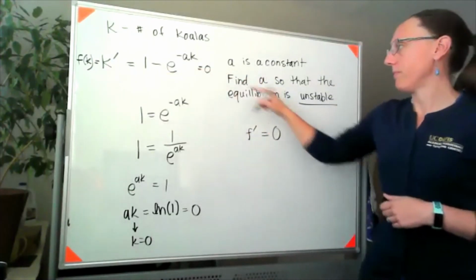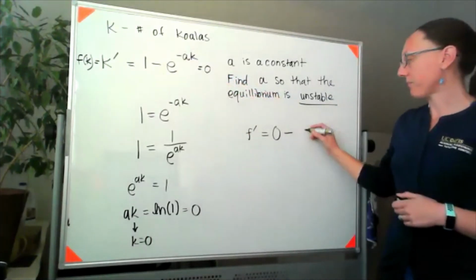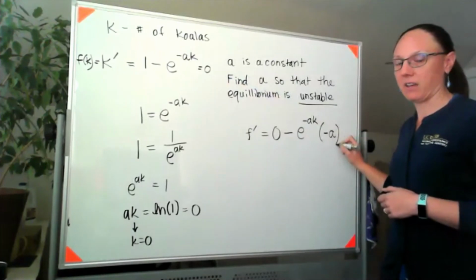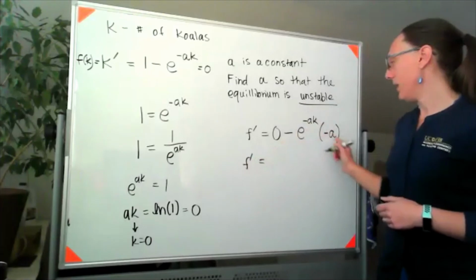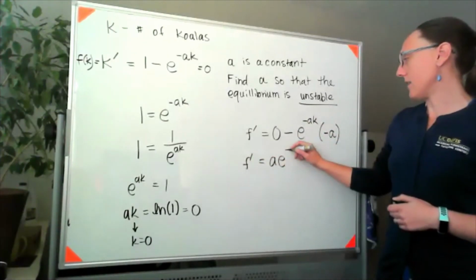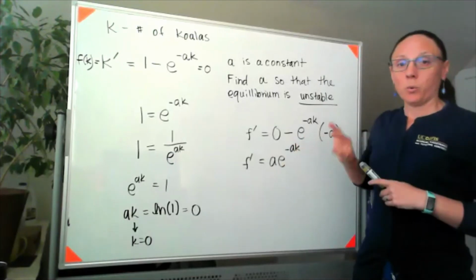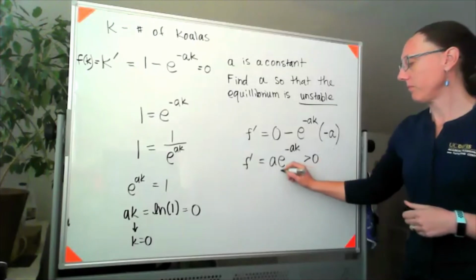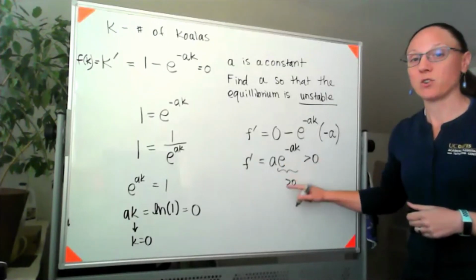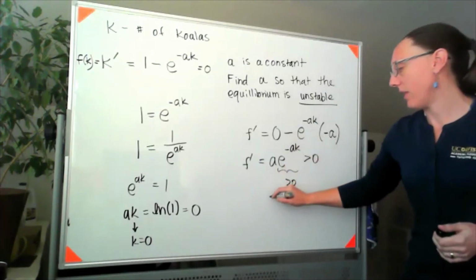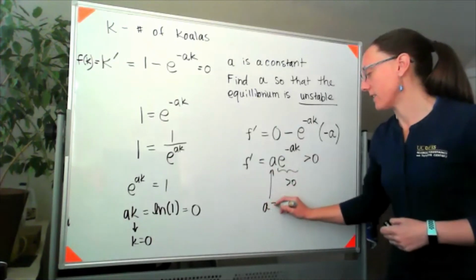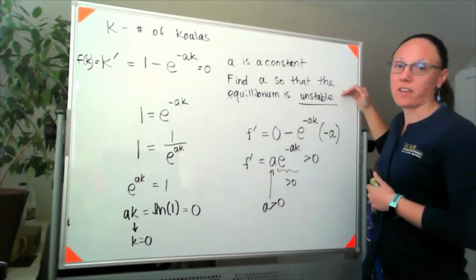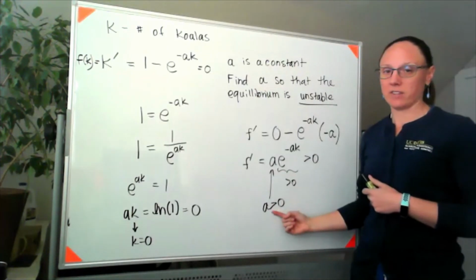Well, the derivative of 1 is 0. And here, my derivative is going to look like e to the negative ak times, chain rule says I'm going to multiply by negative a. So altogether, that says f prime is equal to ae to the negative ak. Well, if I want this to be unstable, that means that I need this to be greater than 0. E to some stuff is always greater than 0, so I don't have to worry about this piece. In order to make everything greater than 0, I need a to be greater than 0. So if a is a constant, and I need to find that constant so that the equilibrium is unstable, making a greater than 0 will satisfy that.